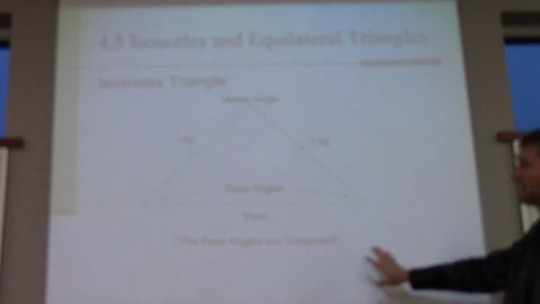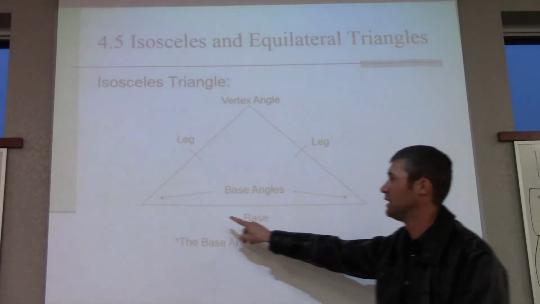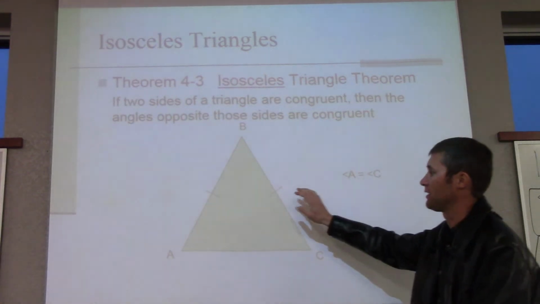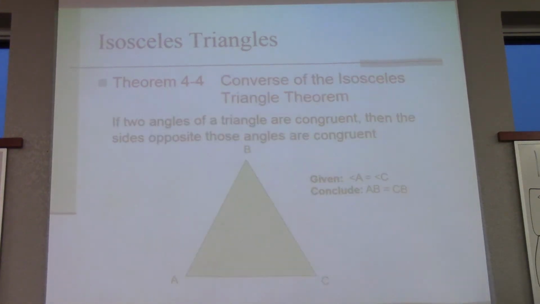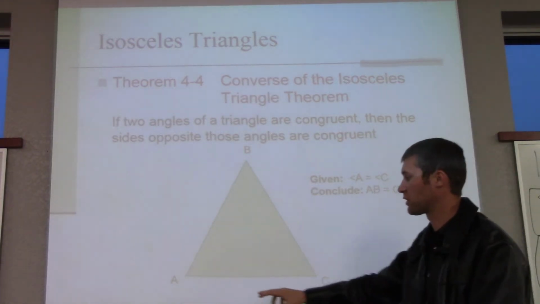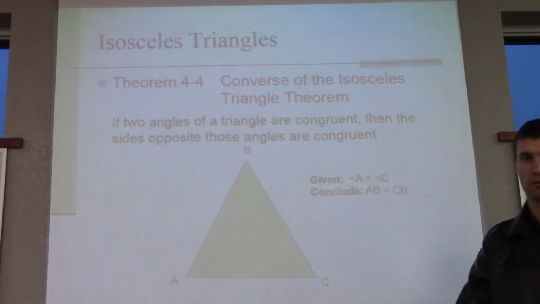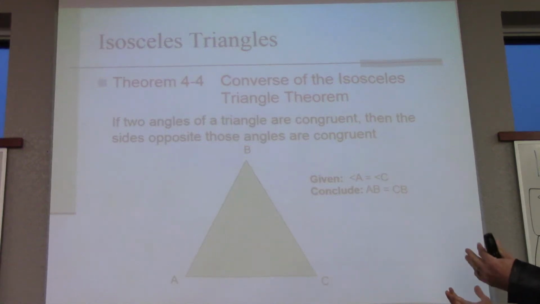Our first theorem is that in an isosceles triangle, the base angles are congruent. So this angle right here is the same as that angle there. That's theorem 4.3, the isosceles triangle theorem. Then we say the converse: if our base angles are congruent, then AB is equal to BC. So we can go either way with it. If our base angles are congruent, our sides are congruent. If our sides are congruent, our base angles are congruent.